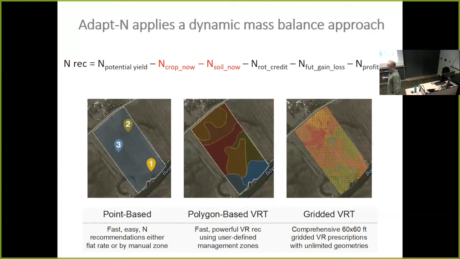Okay? And then it accounts for the previous crop credits, for example soybean, and future gains from mineralization for that soil type, for that location, or losses through weather, and another profit risk factor that accounts for the prices of grain and fertilizer. It could be run on a whole field, on a zone, or in a fully gridded VRT, a high resolution variable rate prescription. Very flexible and accommodating real life practices.